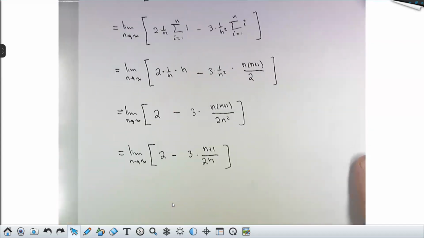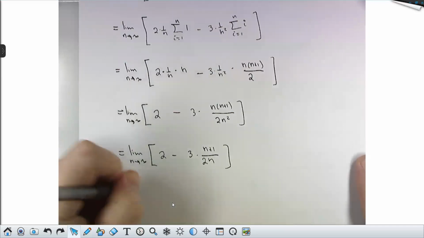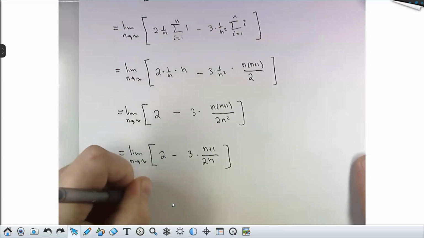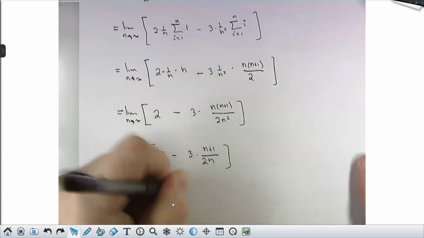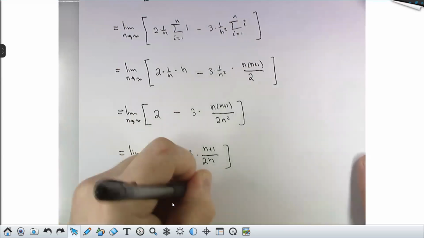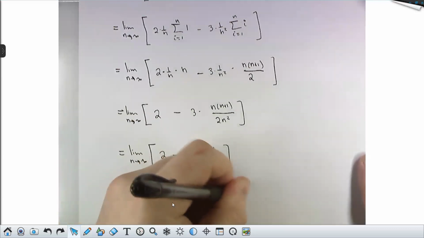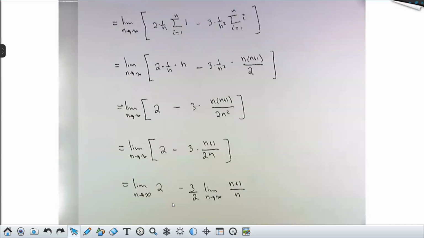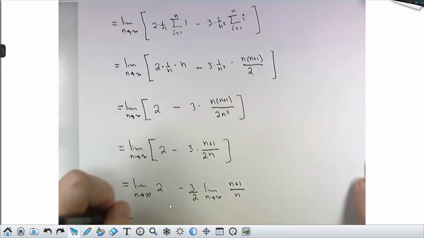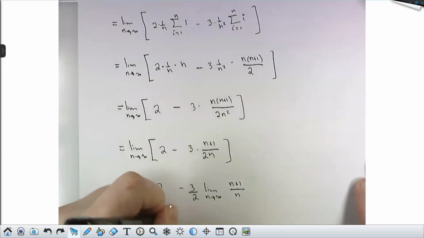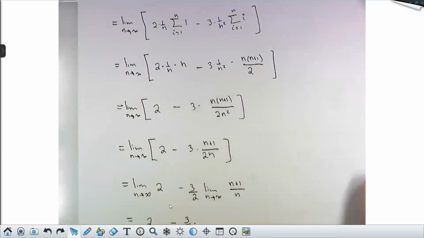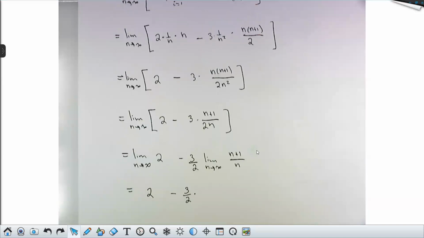And by our limit laws, we could split this up as the limit as n goes to infinity of 2 minus 3 halves times the limit as n goes to infinity of n plus 1 over n. I'll do the first part. The limit as n goes to infinity of 2 is just 2. And then we have minus 3 halves times. You guys tell me, what is the limit as n goes to infinity of n plus 1 over n?